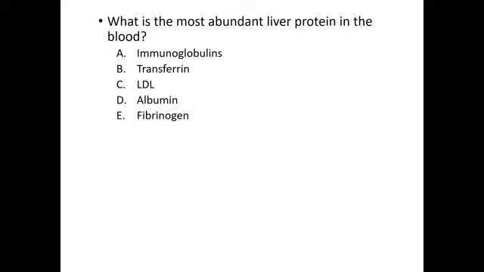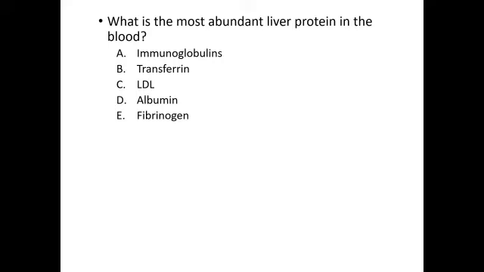Okay, immunoglobulins. These are antibodies, and in a generally healthy individual, they are not the most abundant liver protein. Transferrin transfers iron throughout the body, helping us to recycle it in the life cycle of the red blood cells, not the most abundant liver protein. Okay. LDL is transporting cholesterol, and we certainly hope that this is not the most abundant liver protein.